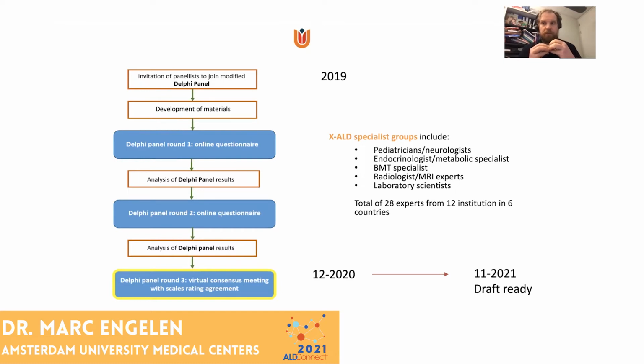And during that meeting, we had structured discussions on all the disagreed statements, and were able to reach consensus on almost every statement. And this was back in December of 2021. And now, almost a year later, we have a completed draft of the final guidelines that we hope to publish soon. So in the end, 28 different experts from 12 academic institutions in 6 different countries contributed to this panel.